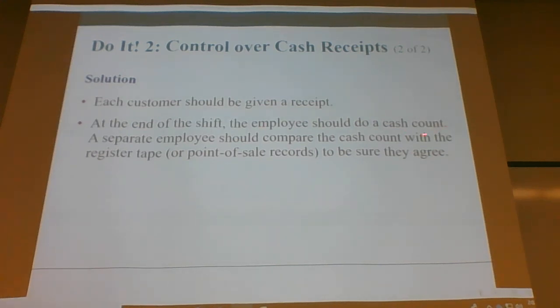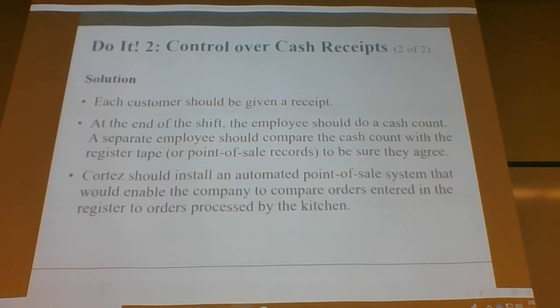The employee should do a cash count at the end of the shift, but a separate employee should compare that cash count with the register tape. So this is segregation of duties. The point of sale system should also be automated so that the kitchen does not produce any orders that are not entered into this point of sale system. If we have this right here, we eliminate or we drastically reduce the possibility that employees can palm transactions.